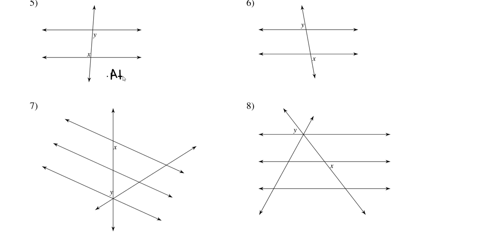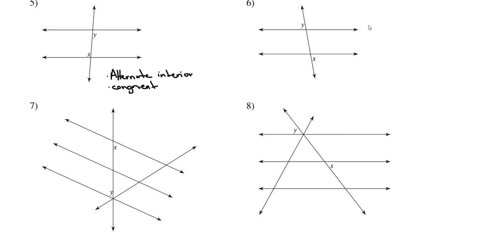All right, number five, these are alternate interior. They're on the opposite sides of the transversal, so alternate. They're inside the parallel lines, so interior. And they are congruent. One more time, you cannot have supplementary angles unless they are same side interior or same side exterior. These are alternate interior, so they're congruent.